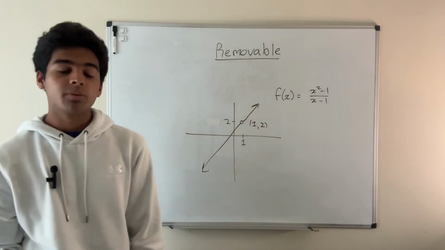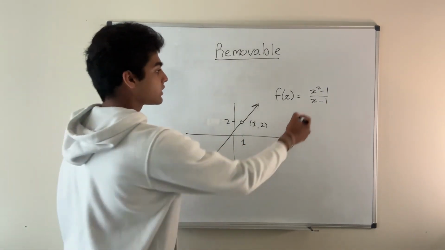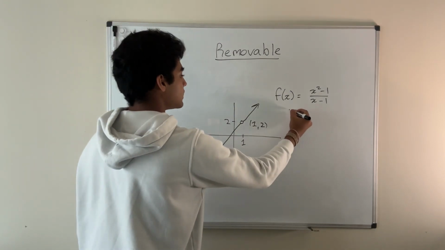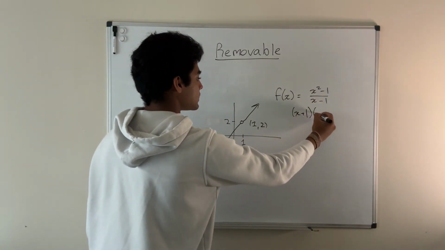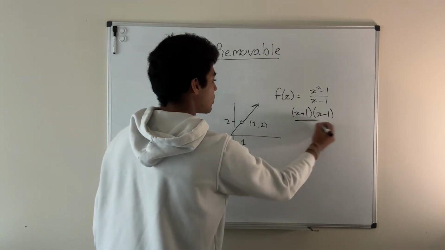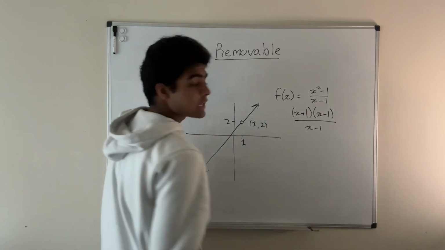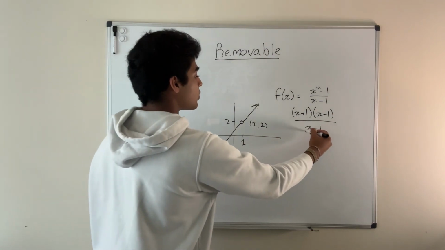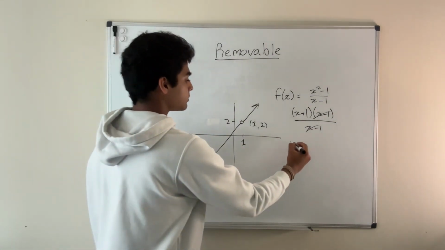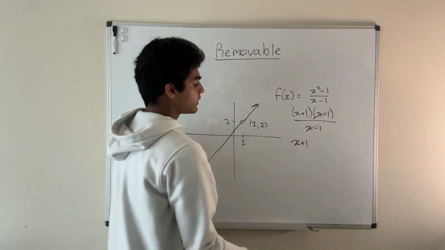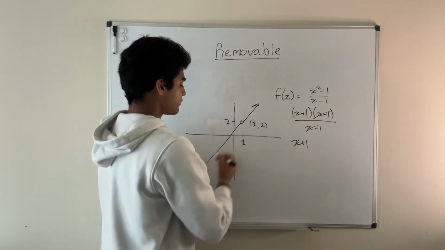But why is it removable? If you factored this function, x squared minus 1 factors into x plus 1 times x minus 1, all over x minus 1. As you can see, the x minus 1s in the denominator and the numerator can cancel out. And then we're just left with x plus 1.